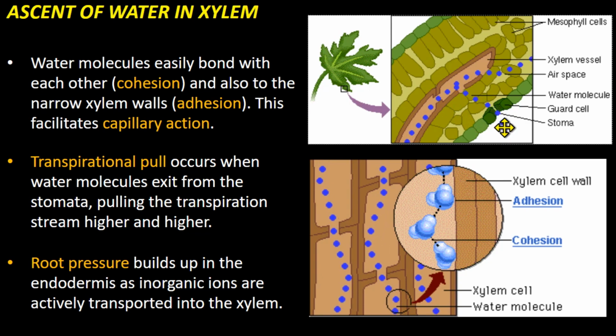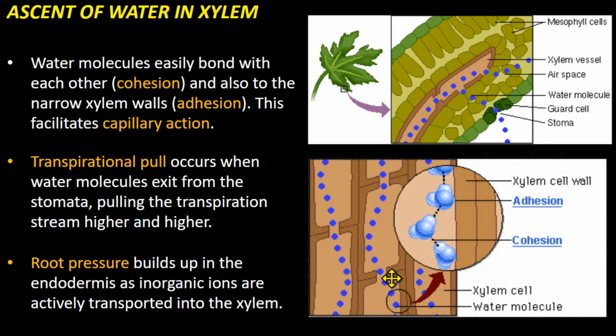Lastly, we have root pressure, and this will build up in the endodermis as inorganic ions are actively transported into the xylem. This would steepen the water potential gradient, allowing more water to come into the xylem.